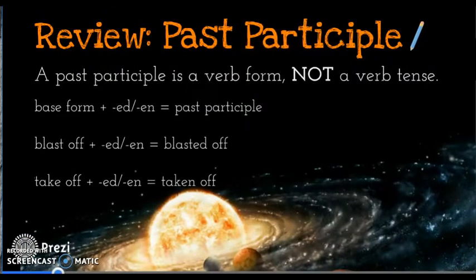Remember, a past participle is not a verb tense, it is a verb form. It is formed by taking the base form of your verb and adding ed or en. For example, blast off with ed or en equals blasted off. Take off with ed or en equals taken off. Now, pause the video and complete exercise 1.